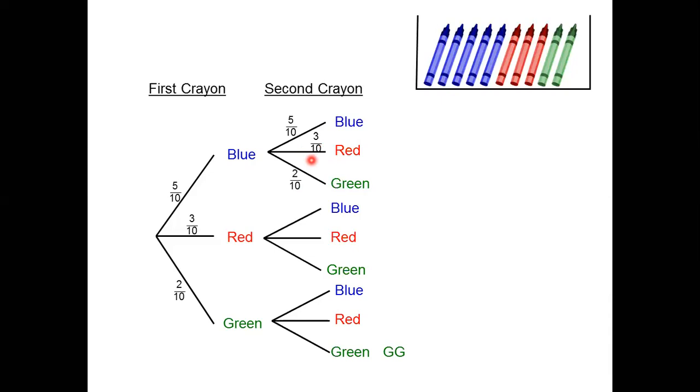You'll notice that all the denominators here are 10. For the second selection, the denominators will also be 10 because the first selection has been replaced. So we have the same 5/10, 3/10, 2/10, 5/10, 3/10, 2/10, and that completes the tree diagram for this particular problem.